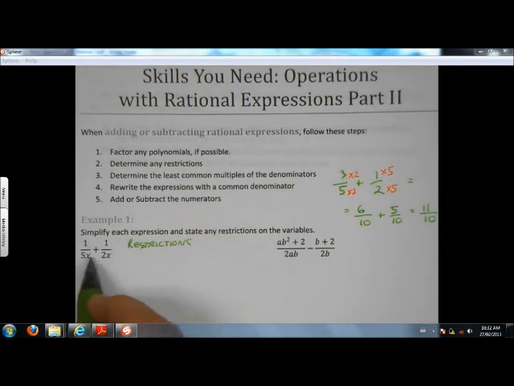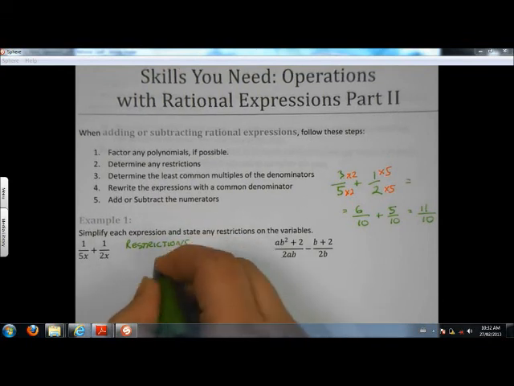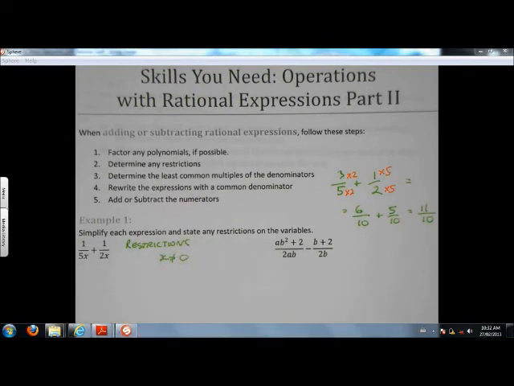I look at this denominator here. What value of x would make this denominator equal to 0? X can't be 0. This denominator here. What value of x would make this denominator equal to 0? Still 0. Good. Restrictions are done.